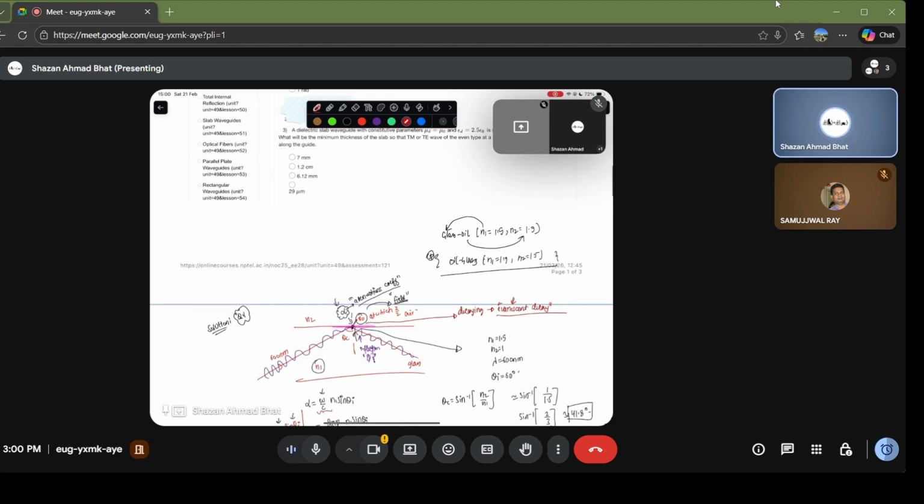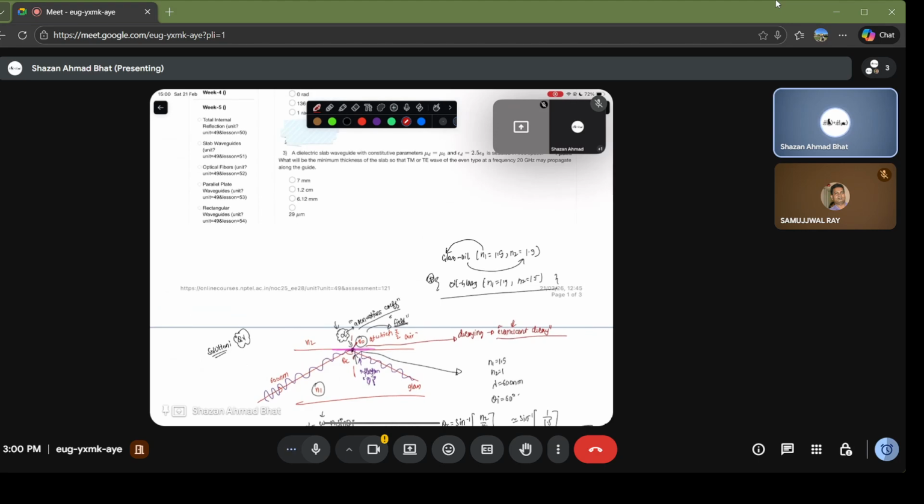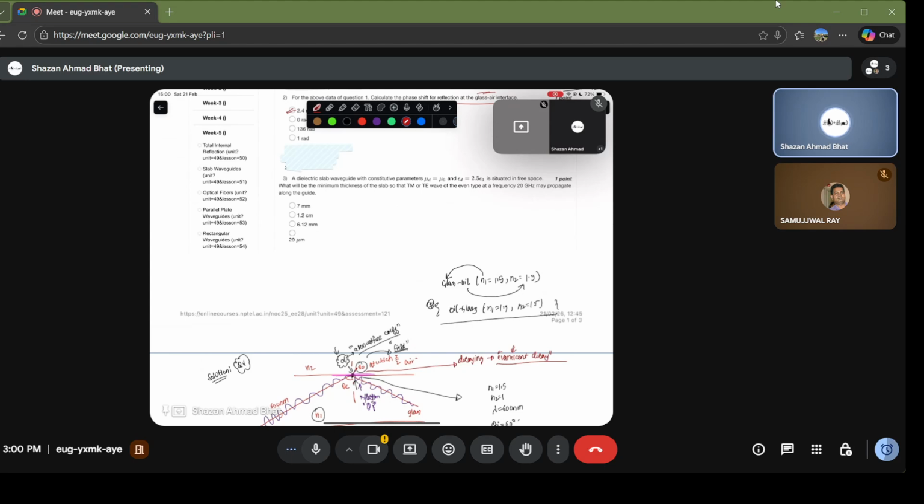Other questions are mostly formula-based, but let's go through them and discuss. So you have question three, and you have a dielectric slab waveguide with constitutive parameters: permeability is mu naught, and permittivity is 2.5 times the permittivity of free space. It's situated in free space. What will be the minimum thickness of the slab so that TM and TE waves of the even type of frequency 20 gigahertz may propagate along the guide?